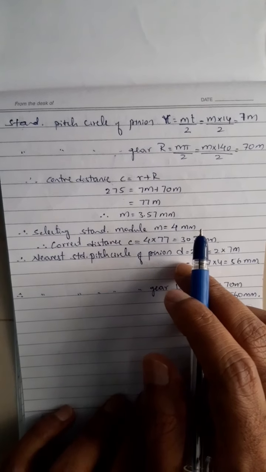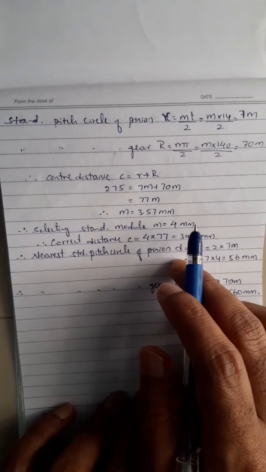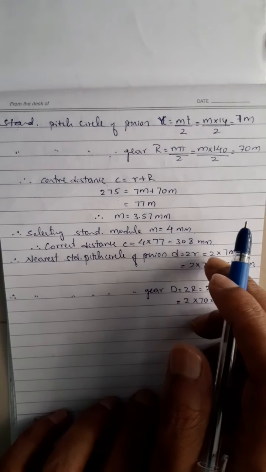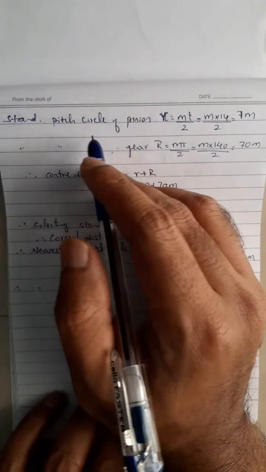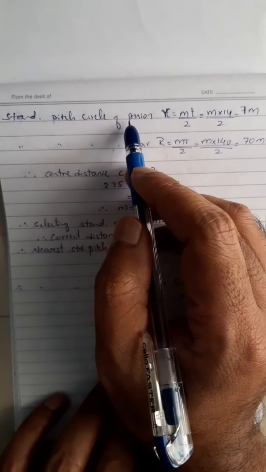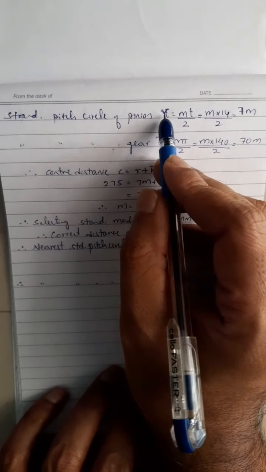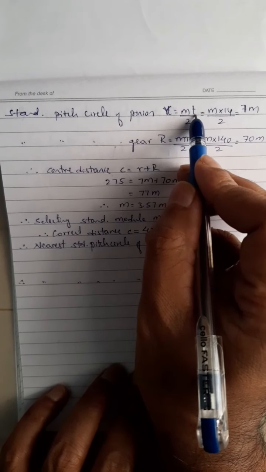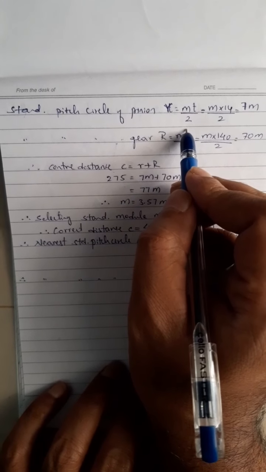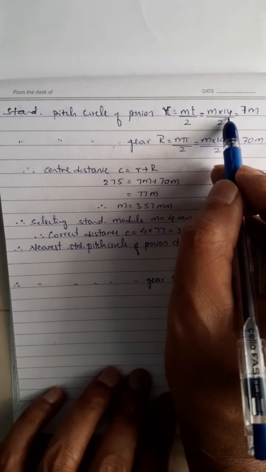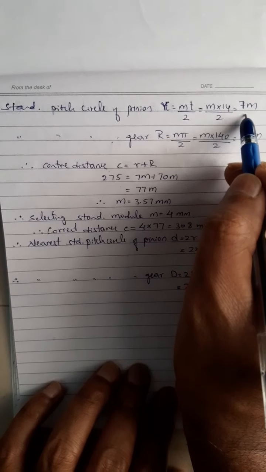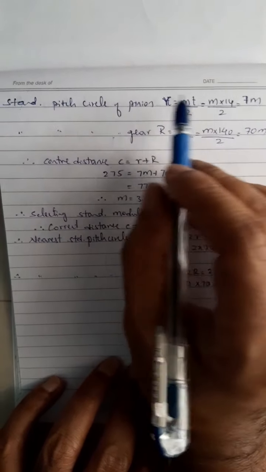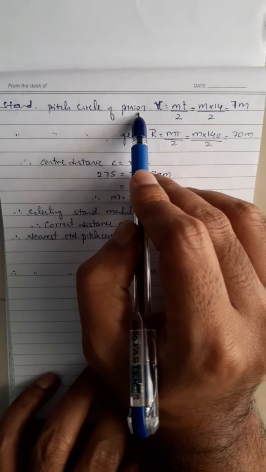After knowing the minimum number of teeth required to avoid interference on pinion and gear, next we have to find the nearest standard pitch circle of pinion and gear. First we start with standard pitch circle of pinion, which is given by small r is equal to module into number of teeth on pinion divided by 2. So number of teeth on the pinion we have 14. So here we get 7m, that is module. 7 times the module is the standard pitch circle of pinion.